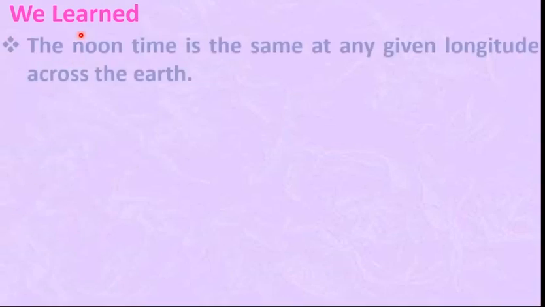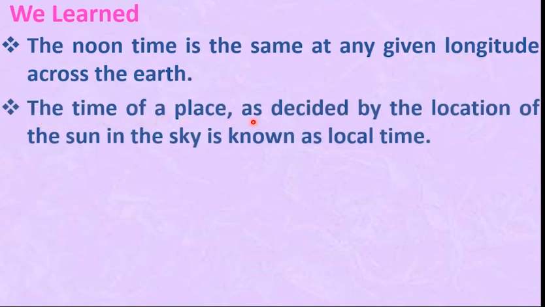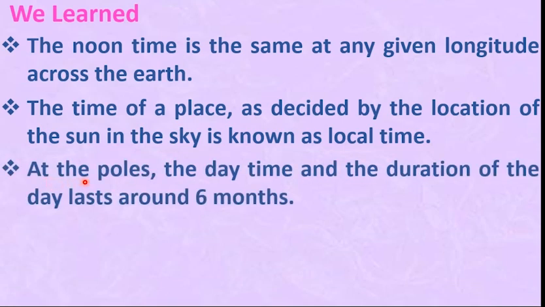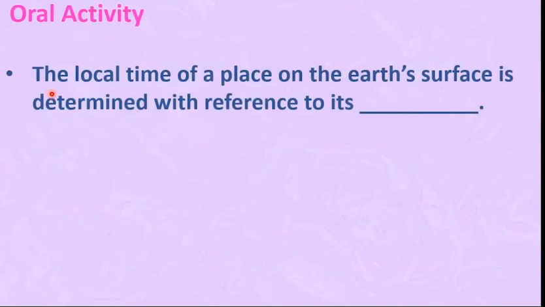So from this video we learned the noon time is the same at any given longitude across the earth. The time of a place as decided by the location of the sun in the sky is known as local time. At the poles, the daytime and the duration of the day last around 6 months. And as we move towards the east of the prime meridian, the local time increases by 4 minutes for every longitude.